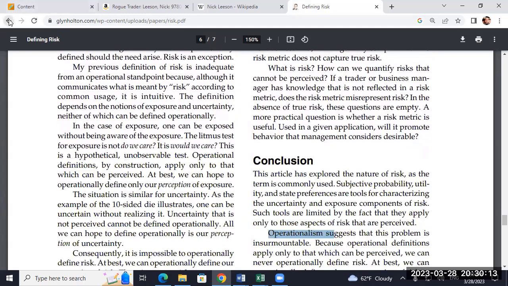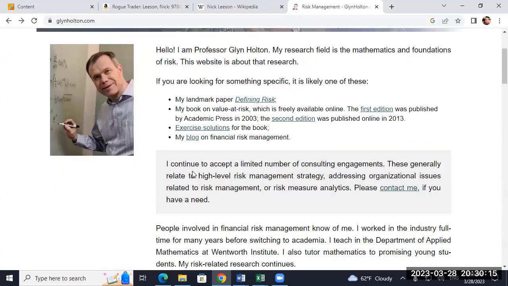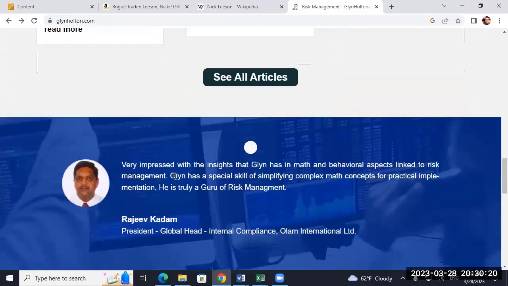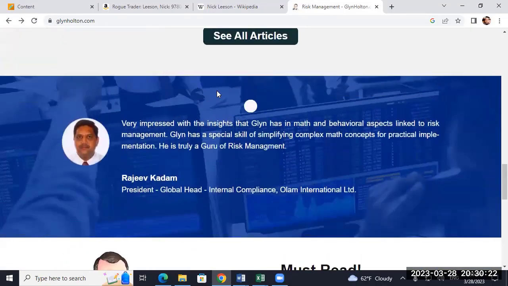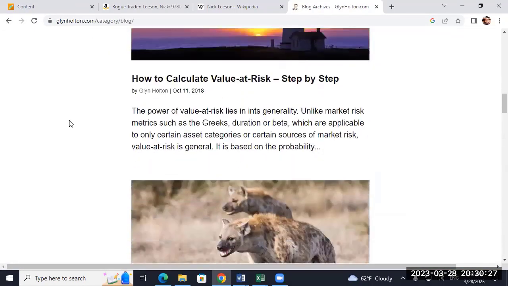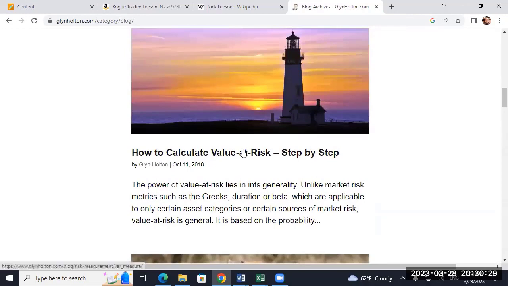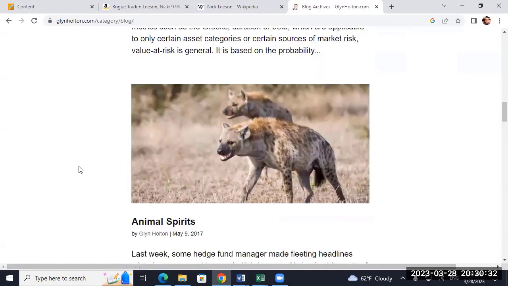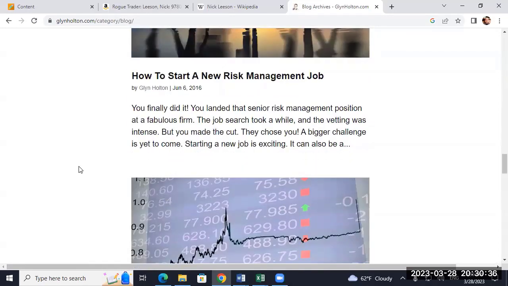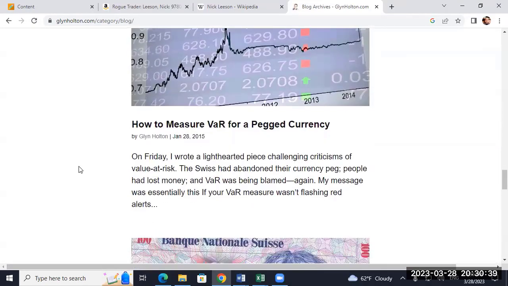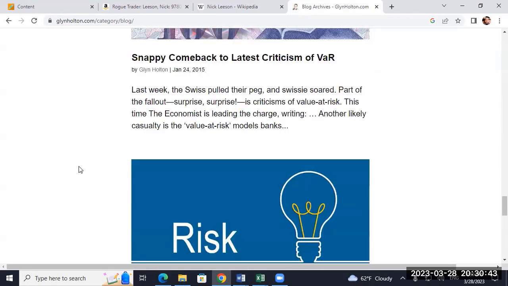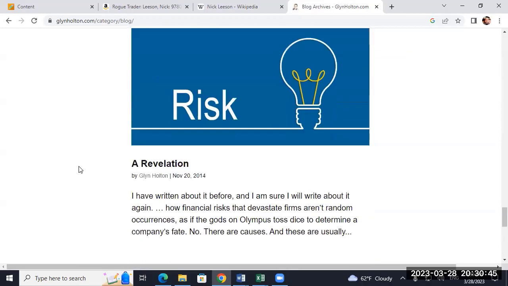Another paper he wrote, I don't think he links that paper anymore. He used to. Maybe he put it in his book. See all articles. Let's see if it's there. How to calculate value at risk step by step. There you go. How to start a new risk management job. That might be useful. How to measure VAR for a pegged currency. Snappy comeback to the latest criticism of VAR.